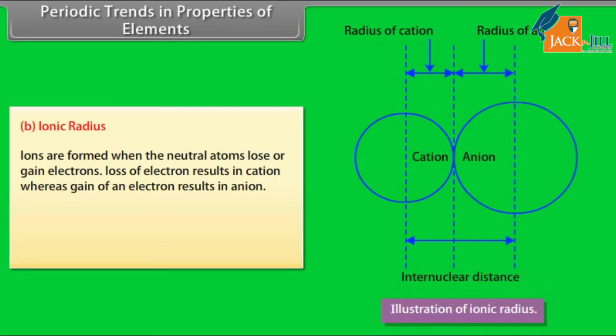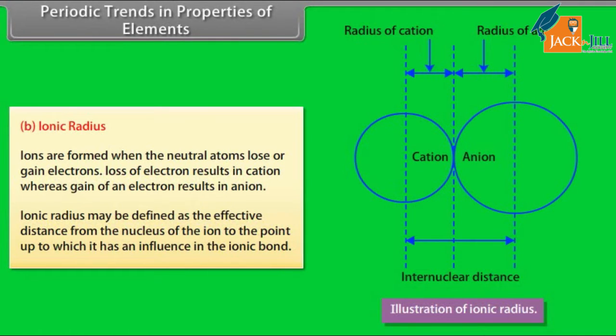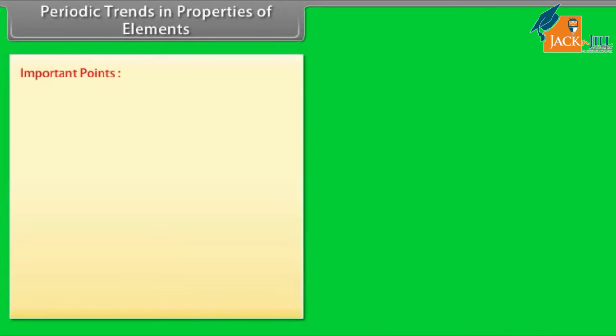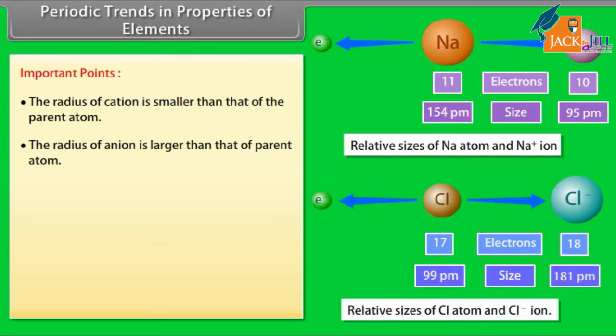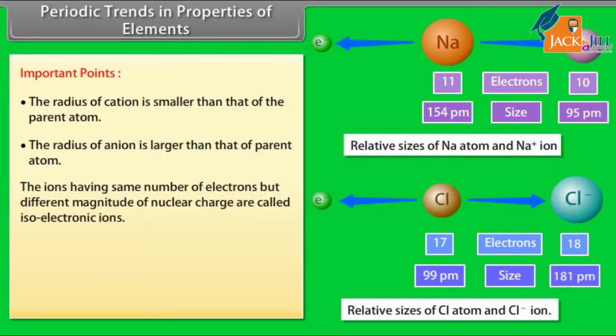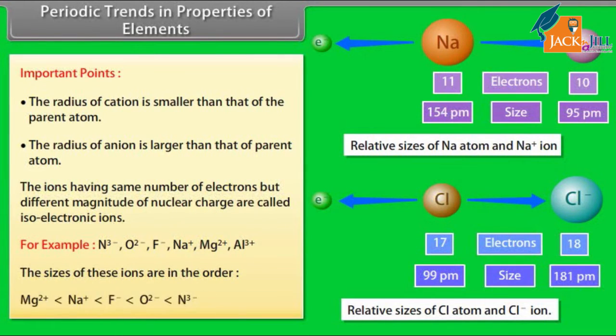B. Ionic radius. Ions are formed when neutral atoms lose or gain electrons. Loss of an electron results in a cation, whereas gain of an electron results in an anion. Ionic radius may be defined as the effective distance from the nucleus of the ion to the point up to which it has an influence in the ionic bond. Important points. The radius of a cation is smaller than that of the parent atom. The radius of an anion is larger than that of the parent atom. The ions having the same number of electrons but different magnitude of nuclear charge are called isoelectronic ions. For example, the size of these ions is in the order given.